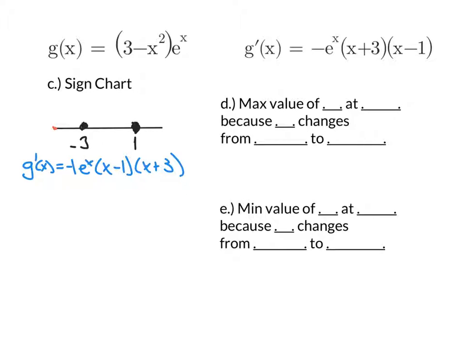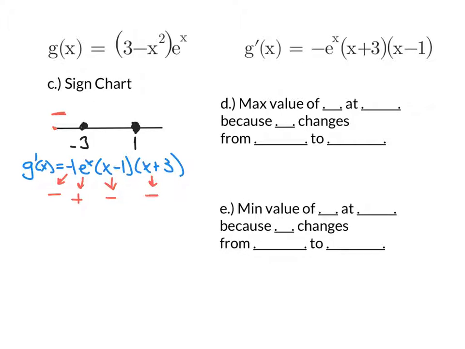In that case, negative 1 is always going to be negative. E to the negative a billion is a very small number, but it's still positive. It'll always be positive. Negative a billion minus 1 is negative a billion and 1. And negative a billion plus 3, I don't really care how you call that number, but I do know that it will be negative. So overall, I'm going to take a negative times a positive times a negative times a negative. So that entire product will be negative.